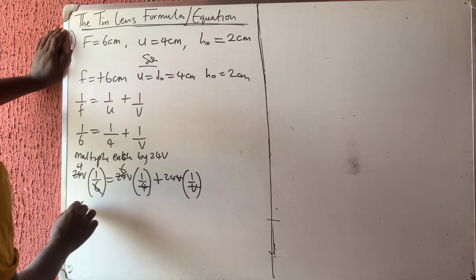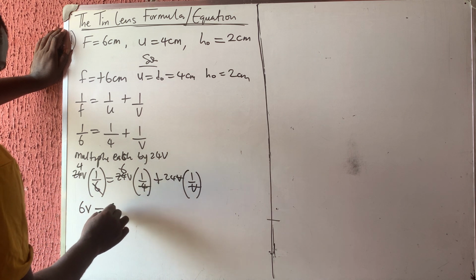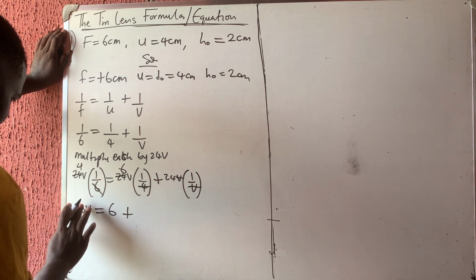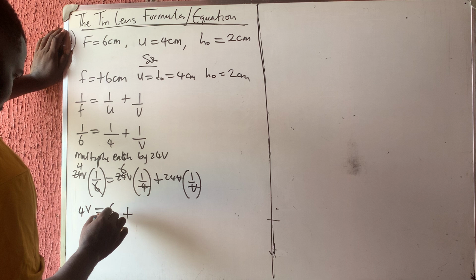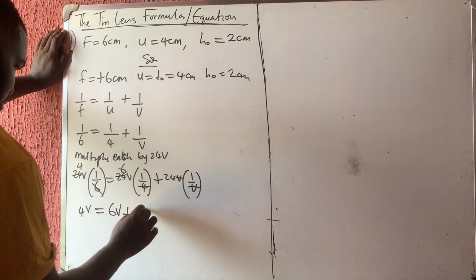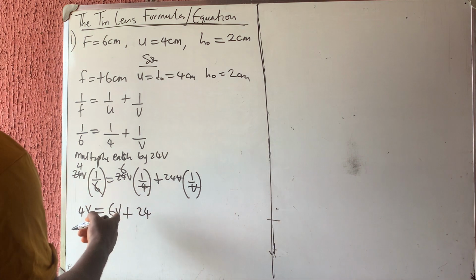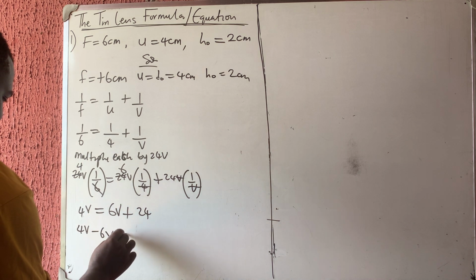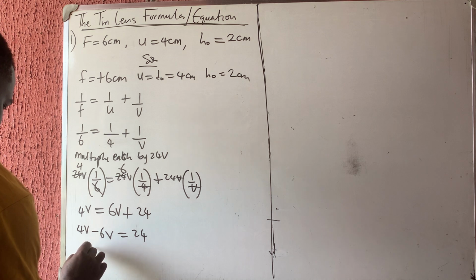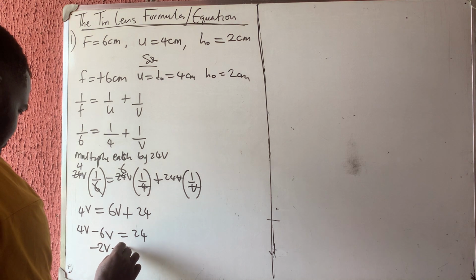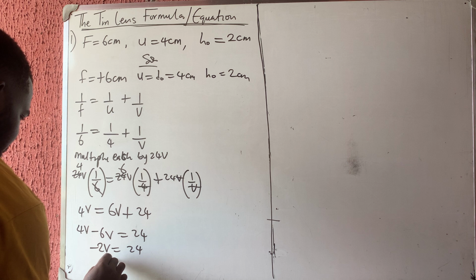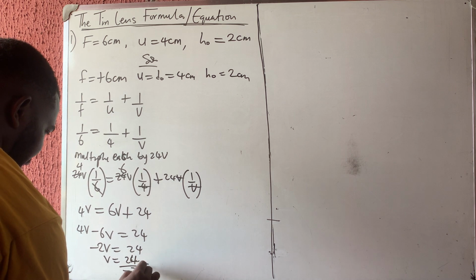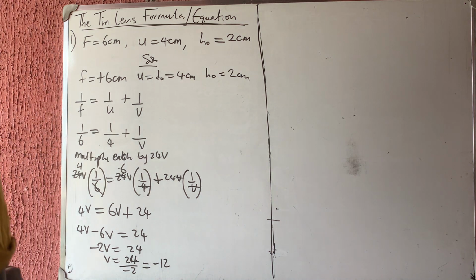So what do we have? This is 4v is equal to 6v plus 24. So this one coming here, I'm going to have that 4v minus 6v is equal to 24. Therefore, minus 2v is equal to 24. And then my v will now be 24 divided by minus 2. So we have minus 12. So what does it mean?